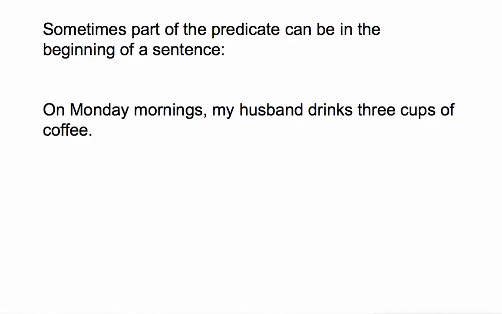It's important to note that sometimes part of the predicate can be found in the beginning of a sentence. So if we're going through our process, we start with the simple subject. What is the sentence about? It's about husband. What other words and phrases describe husband? In this sentence, only "my." What does my husband do? He drinks. What does he drink? Three cups of coffee. Now we have to figure out, well, what does "on Monday mornings" tell us?